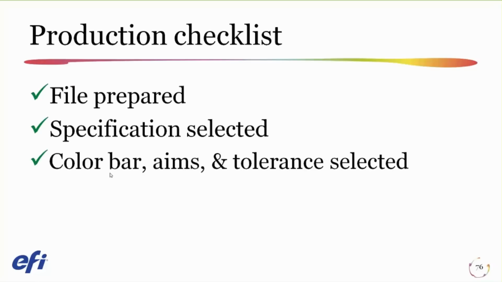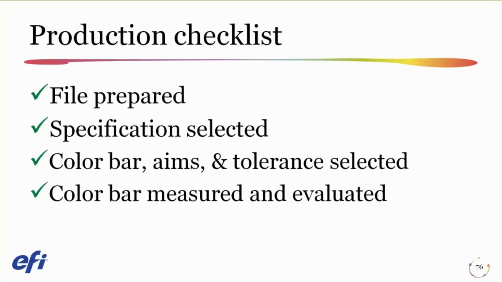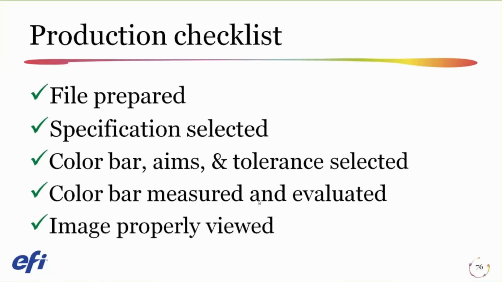We've selected the correct color bar, the aims and the tolerances, printed the color bar. We've used the correct color bar measurement using our spectro with M0, M1, or M2, likely today, M1, evaluated it, compared the values we got to the aims, and made sure we were within the tolerances for the specification, and then hopefully get a pass for the printed piece. And finally, we all gather around our light booth with the M1 lighting conditions and look at the image and deem it correct. And our production checklist is complete.